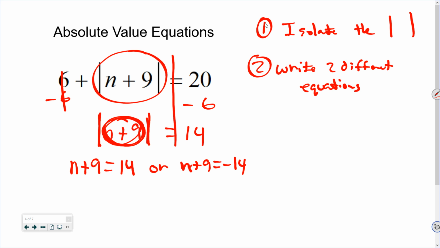Solve those two different equations: minus the 9 over, n is equal to 5, minus the 9 over, n is equal to negative 23. There's my two answers. All finished.